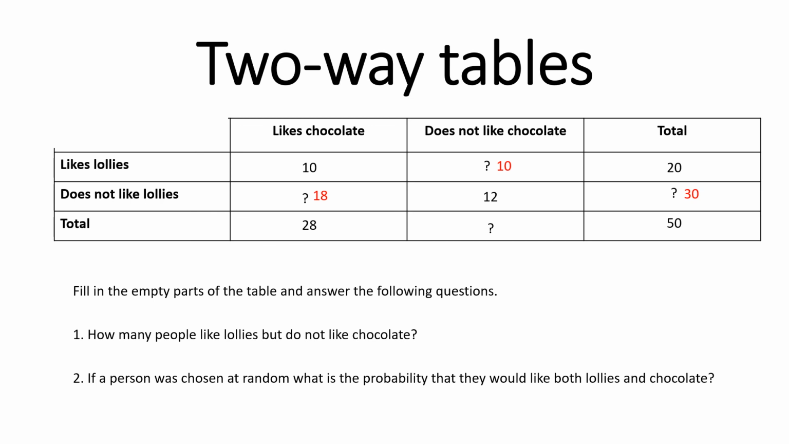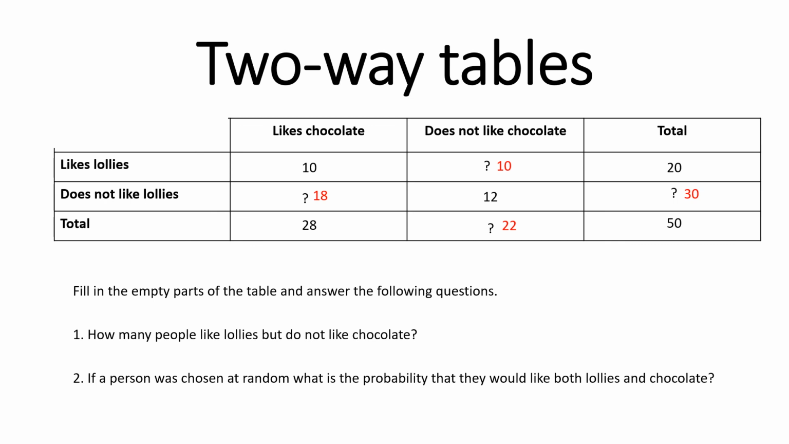Now if we have a look at our final part of the table that isn't filled in, we can use the does not like chocolate column, and we can go 10, because we already know that number, plus 12 equals 22. And we can check by calculating all of our numbers to make sure they equal 50 along the bottom row and the final column. So we can see that the total row down the bottom, 28 plus 22 equals 50, and then coming down the last column, 20 plus 30 equals 50. So it balances.